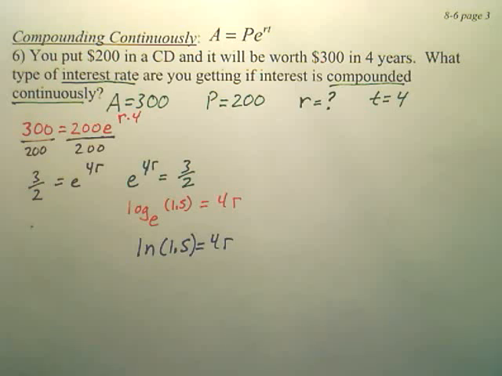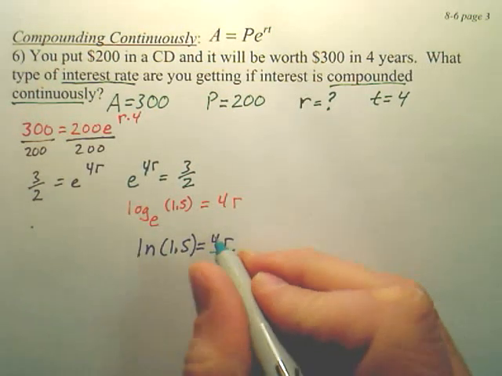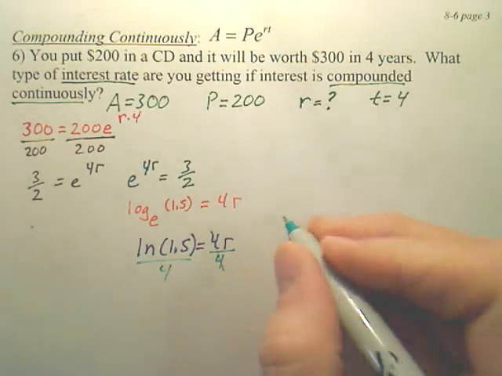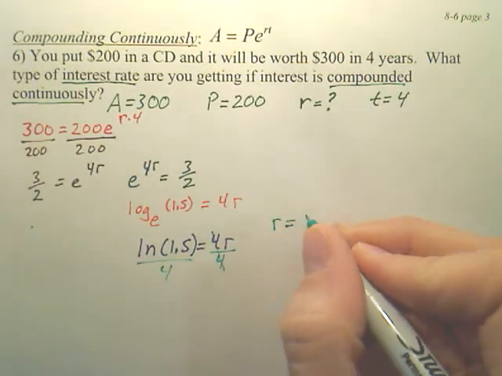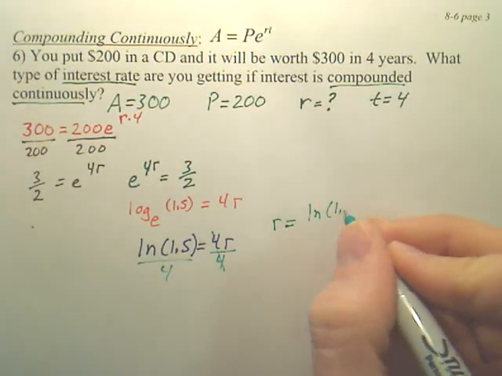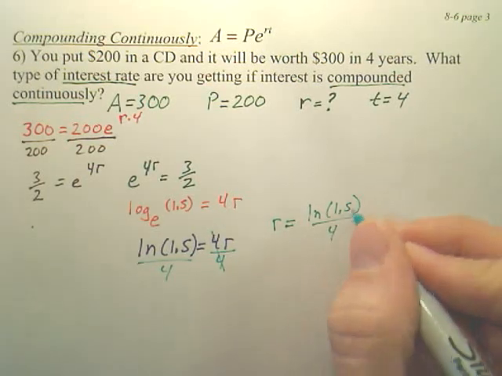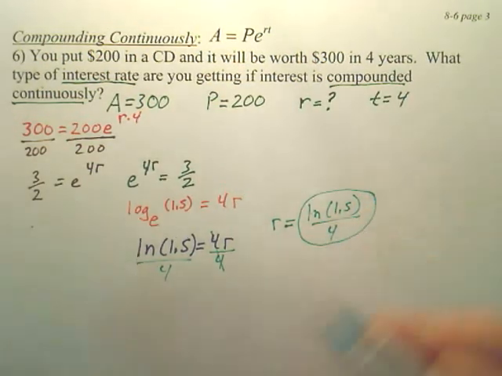How do you get the 4 off the R? Divide it. So R is ln 1.5 divided by 4. Now, does that tell you much of a rate? That's kind of confusing, isn't it?